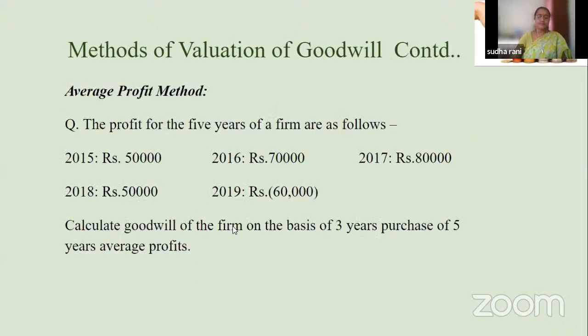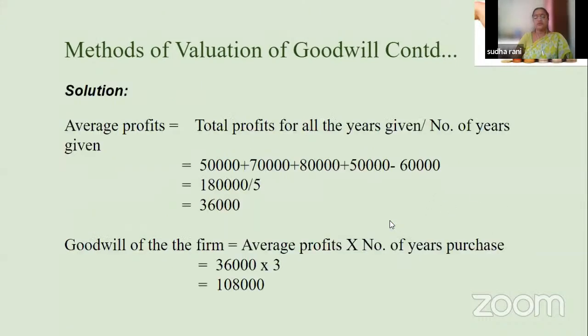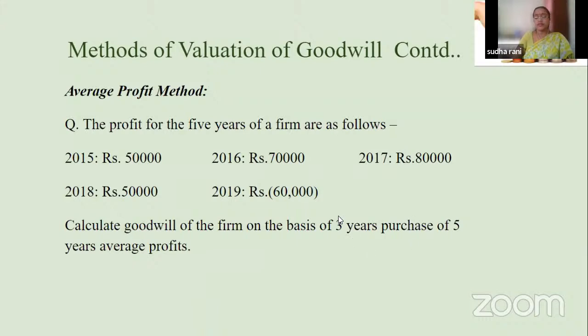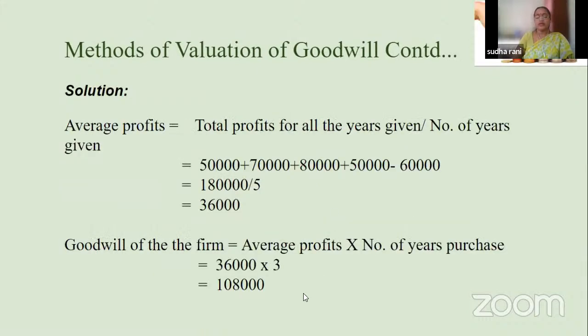Sorry children, in the average profit method, you will be given profits for 5 years or 3 years like that, and the number of years purchase will be given. You are supposed to find the average profit first. How do you get the average profit? Add all the years of profits given, divided by number of years. If any year is given as loss, that has to be subtracted. After that you will get the average profit. That average profit multiplied with the number of years purchase, you will get the goodwill of the firm.